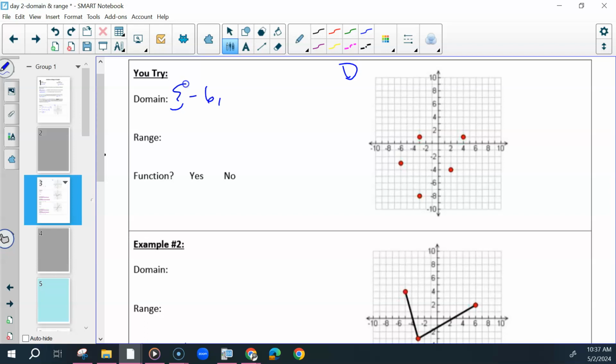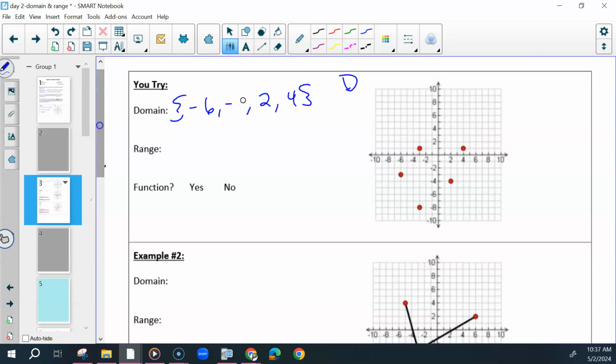Negative 6, negative 3, 2, and 4. Okay, and then the range? Negative 1, negative 4, then negative 8, negative 4, negative 3.